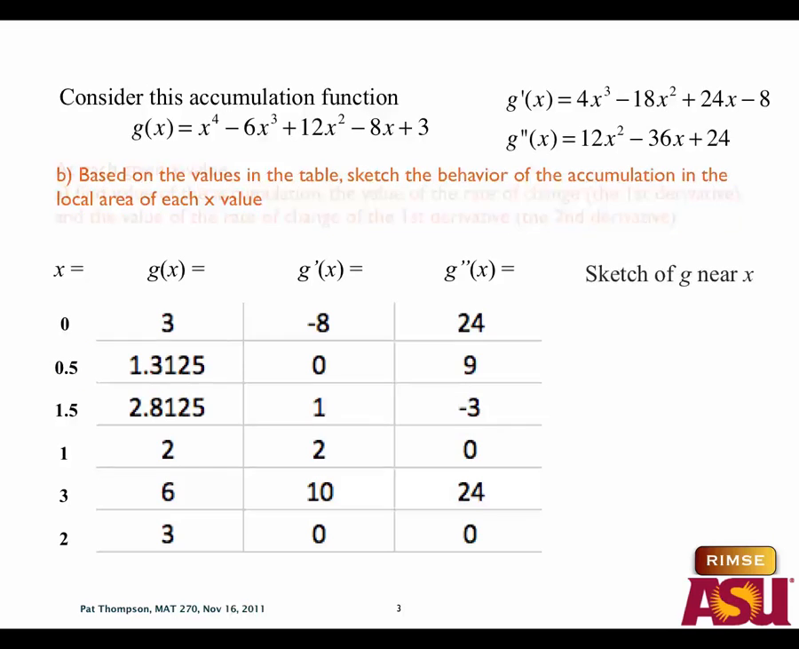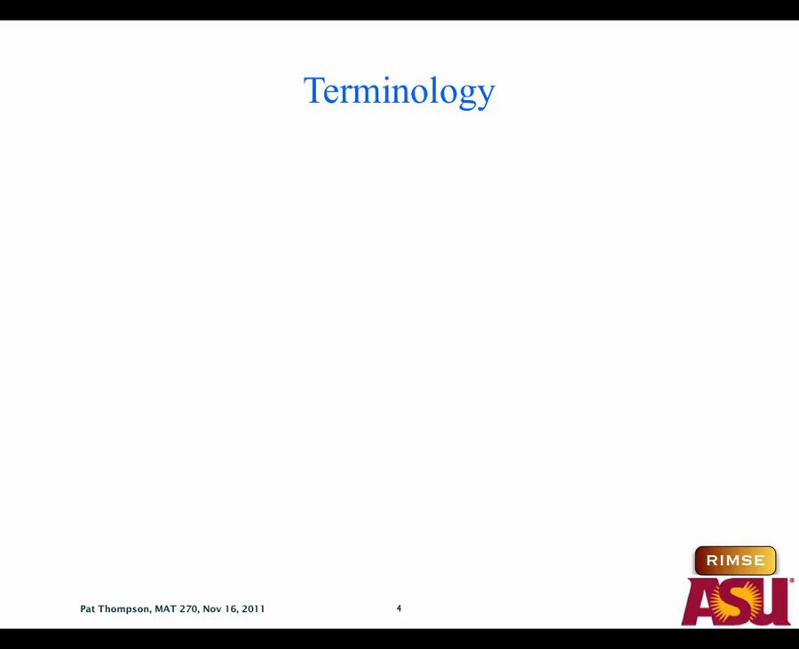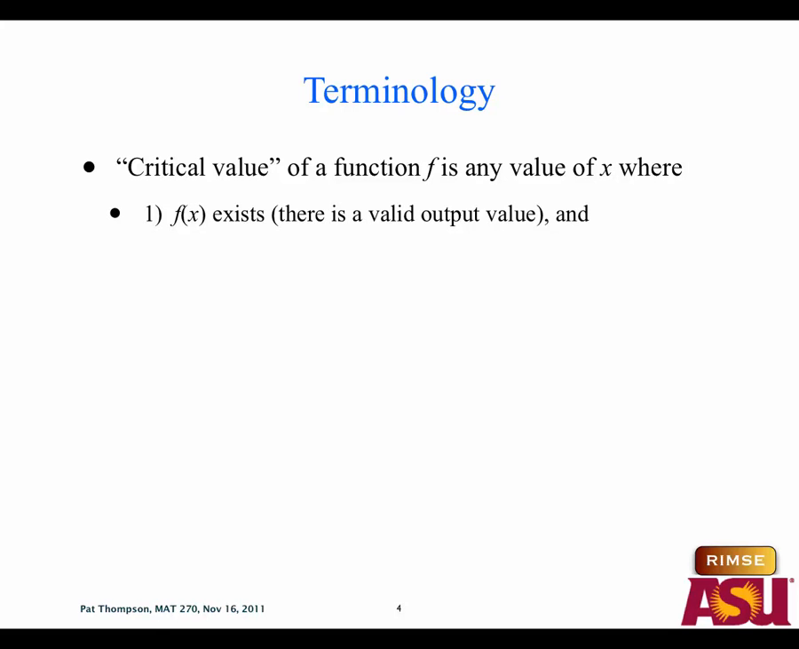Okay, so let's summarize some terminology here. Critical value. What we're talking about now is what's called a critical value. The critical value of a function f is any value of x where, first of all, the function has to exist, okay? So that's kind of obvious, but you have to have a valid output to your function, and then one of two things could be true.